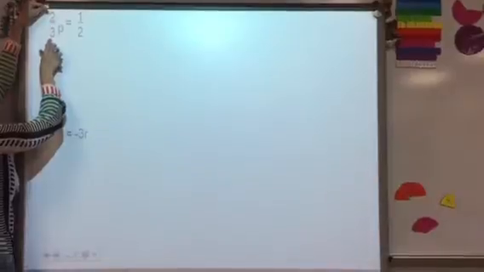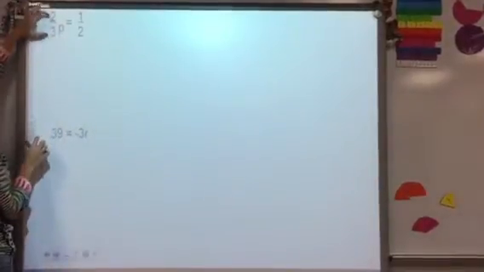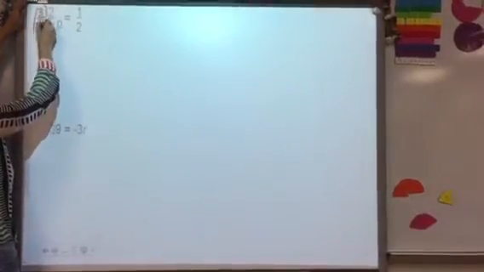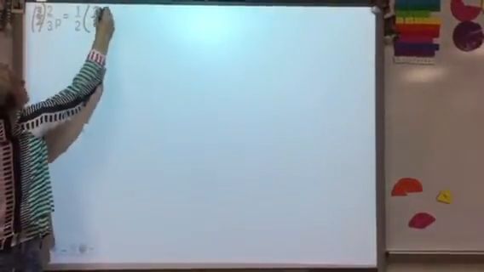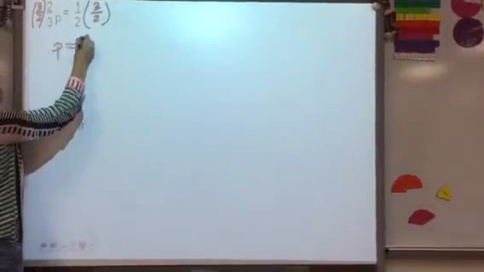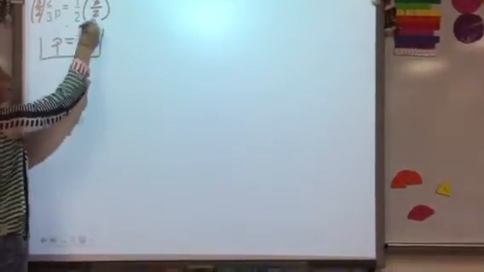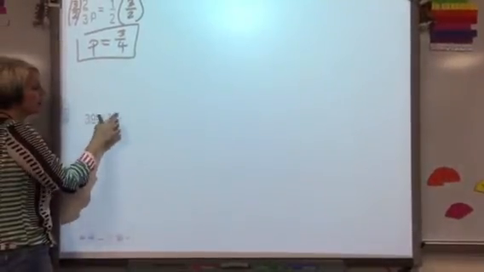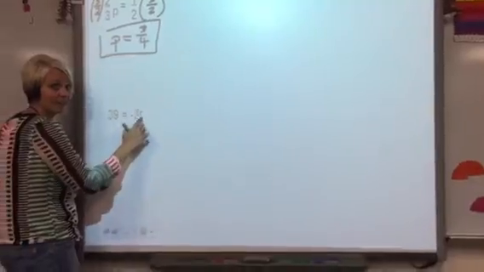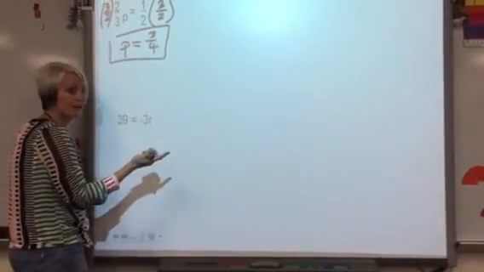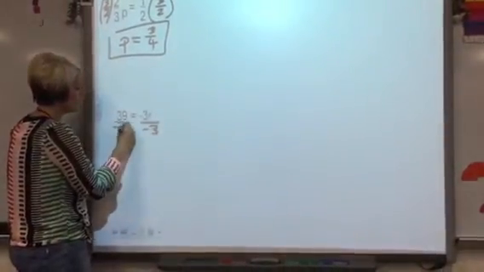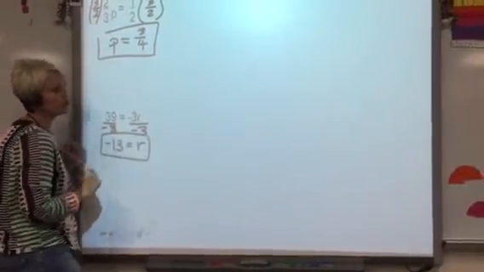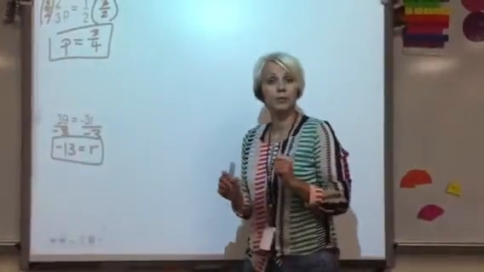Do you see how this is 2/3 times p? Well, to get this 2/3 to be 1, I would multiply it by its reciprocal. So then I have to multiply this side by its reciprocal. And I get p is equal to 3/4. In this situation, do you see how I want to get r by itself? Do you see how r is being multiplied by negative 3? So the inverse of that is to divide by negative 3. So I divide by negative 3, and I get negative 13 is equal to r. So you'll practice some multiplication and division property in your notes.